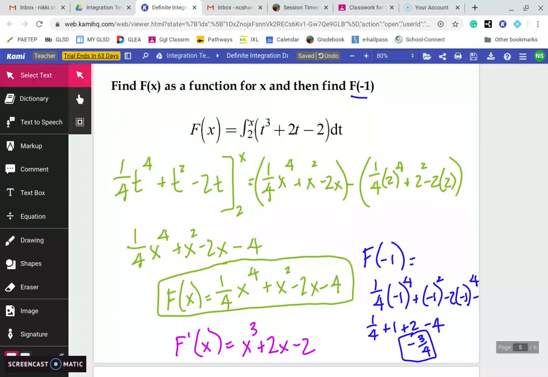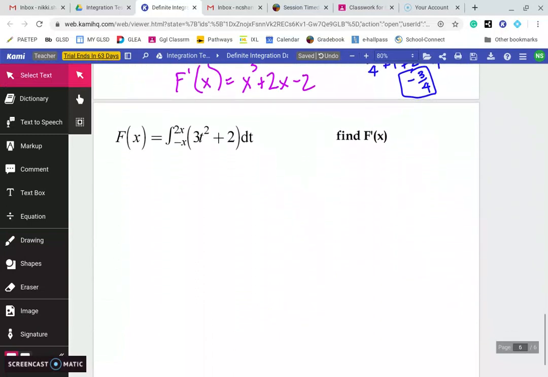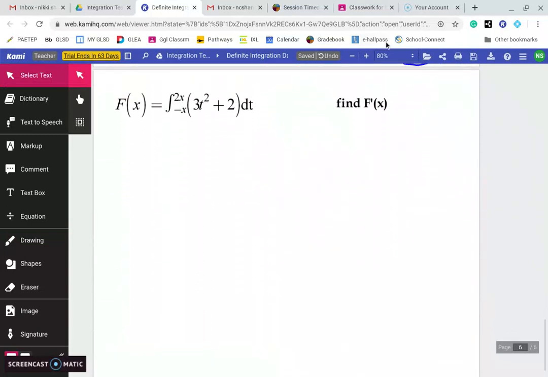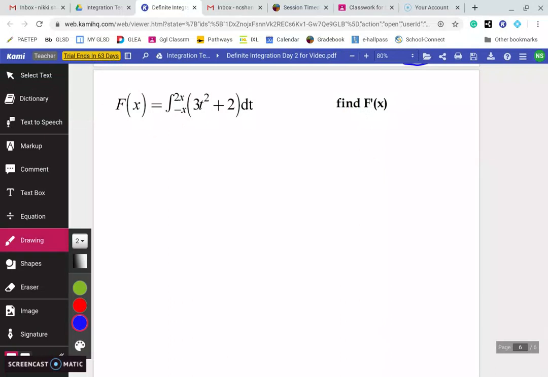Okay, and finally, this last one. So now they are asking for capital F prime. However, notice that my bottom number is not a number. It's a function, not a number. So we cannot use the second fundamental theorem of calculus for this one. We cannot just plug in because there would be 2 things to plug in. So we can't do that.